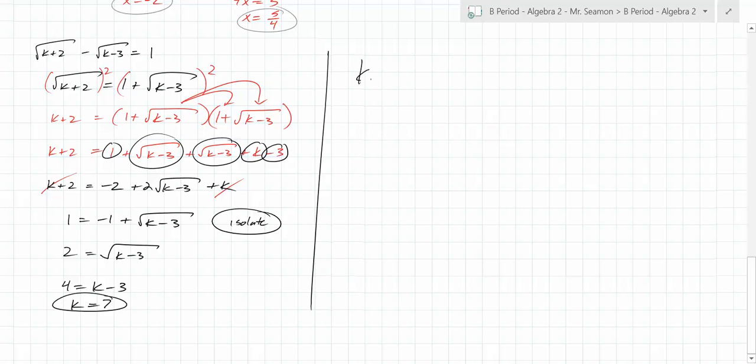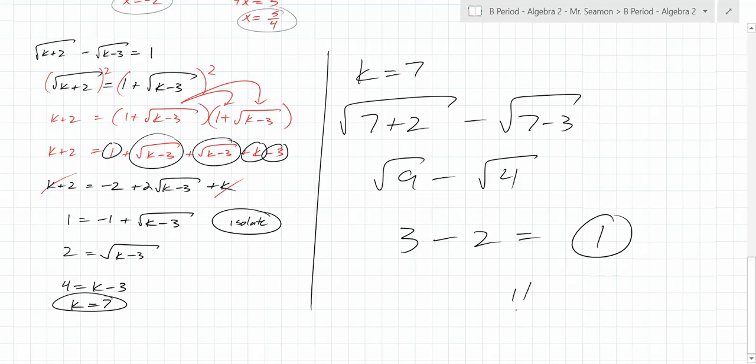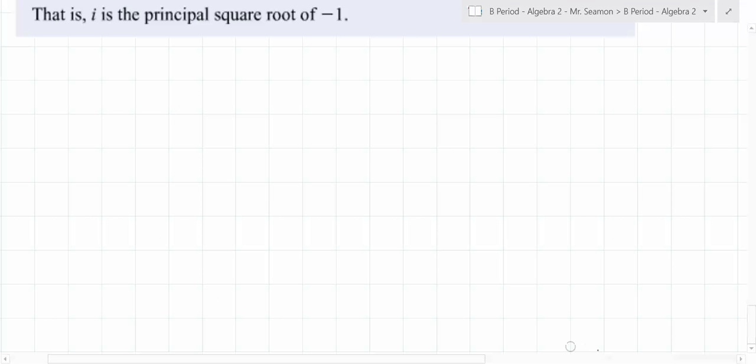So if we test k equals 7, we have the square root of 7 plus 2 minus the square root of 7 minus 3. That's the square root of 9 minus the square root of 4. That's 3 minus 2, which is 1. So does it check? Yeah. It sure does. Put everything away except the pencil.